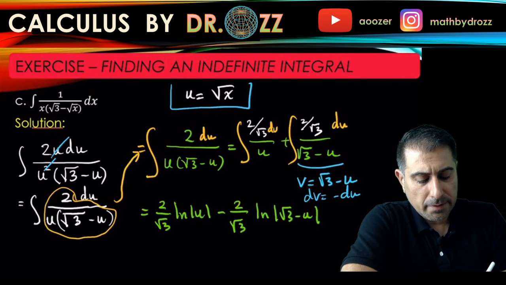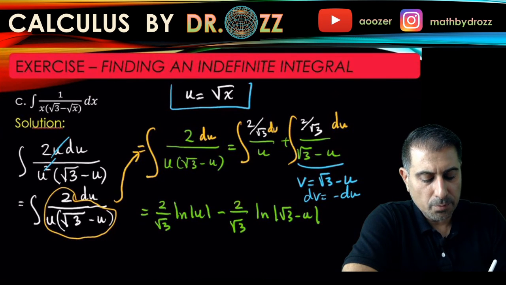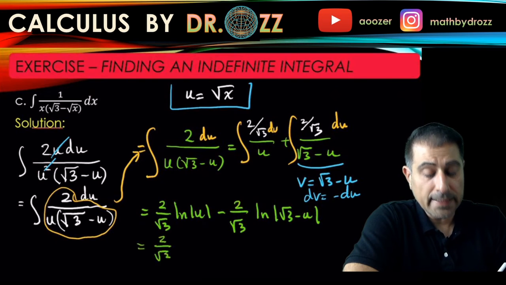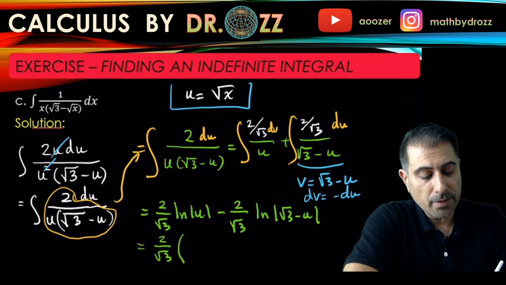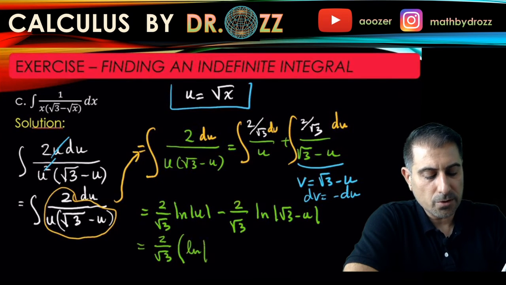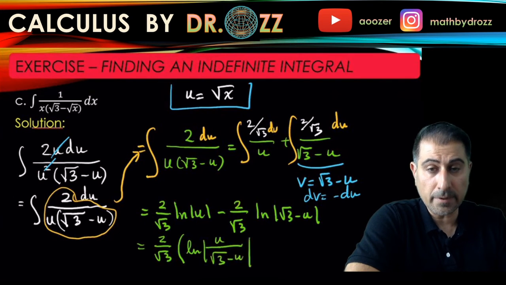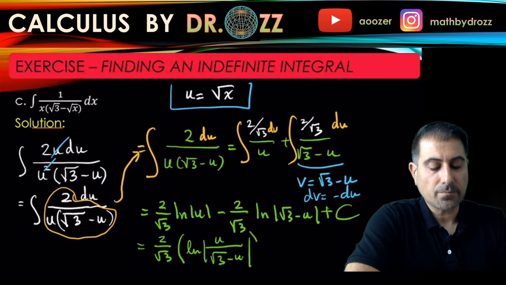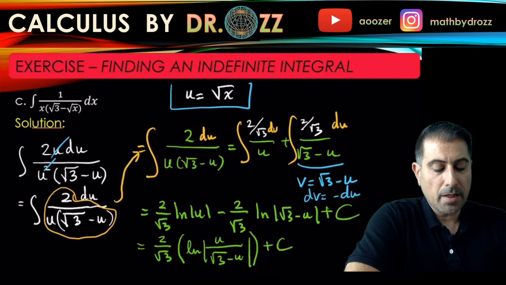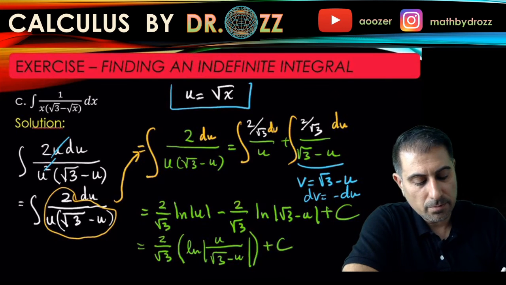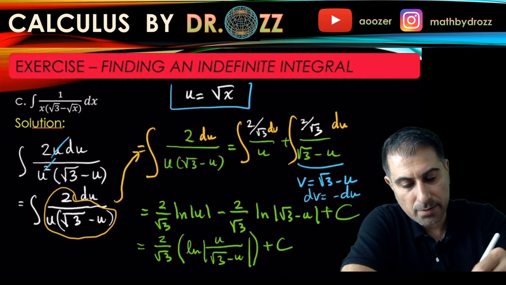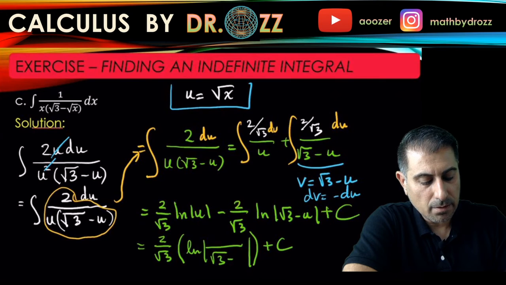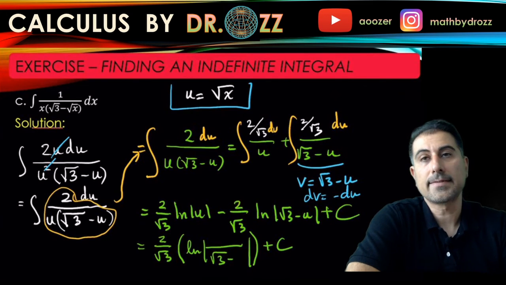I can combine these two ln functions by pulling out 2 over radical 3, so that I can write this down as ln of u over radical 3 minus u. And don't forget to add an integrating constant here. And now I'm going to put the u back. Here we go. u is radical x, radical x.